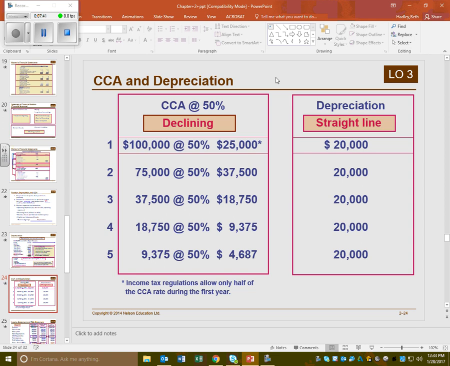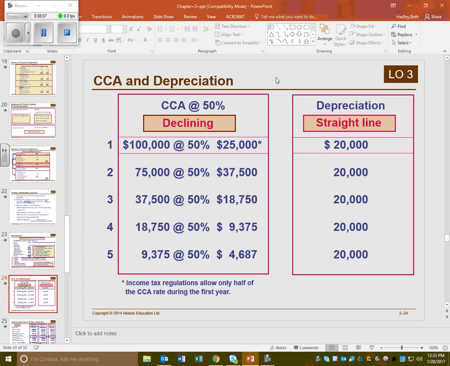Okay, so the reason they do this is to try to make it fair. So whether you buy your piece of equipment 3 days into the year or 3 days before the year ends, you're still only allowed to deduct half of the capital cost allowance for that first year. So that's why it's 25,000. So that's the amount that would be put through.